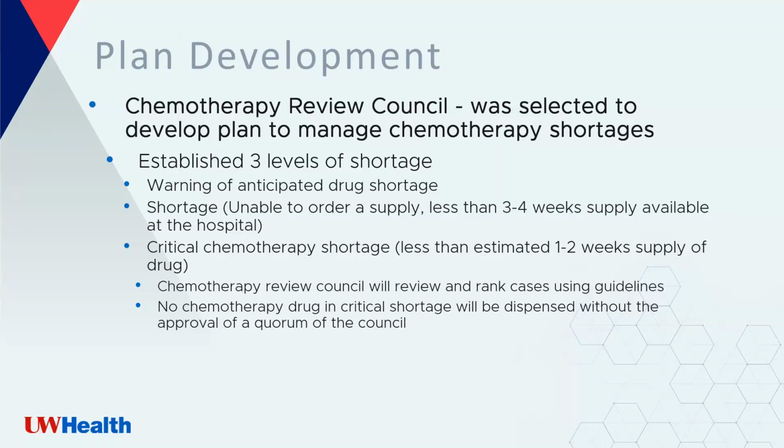When this happens, we convene the Chemotherapy Review Council, including other people that we need for the particular drug. And they'll review, and then we rank cases using the guidelines that's on the next slide. No chemotherapy drug in critical shortage will be dispensed without the approval of a quorum of the council. So we did have to do this once for cytarabine, where we had to decide which of our current patients were going to get the drug. Fortunately, right as we were implementing it, we got a new supply of the drug and went back up to the shortage state, but it was a very painful process.